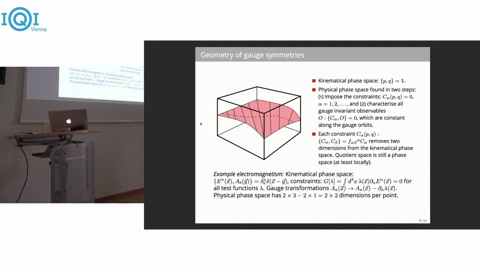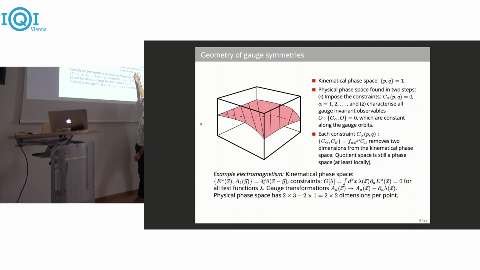The simplest example for a field theory that is a gauge theory is, of course, electromagnetism, where the kinematical phase space consists of the vector potential and the electric field itself, which are canonically conjugate in this kinematical sense. But the physical phase space is obtained by imposing the gauge condition, which says that the electric field is divergence-free. This is just Gauss's law. And gauge transformations, so these orbits, are the gauge transformations of the vector potential.